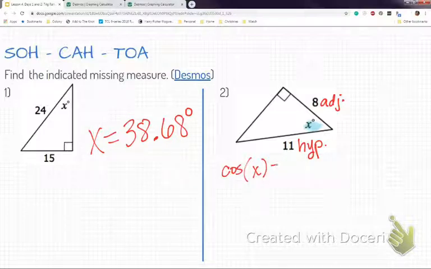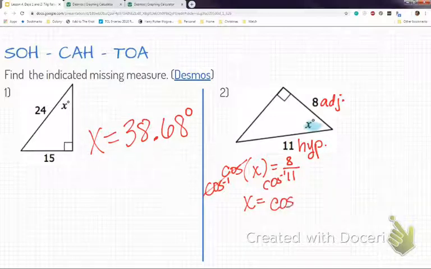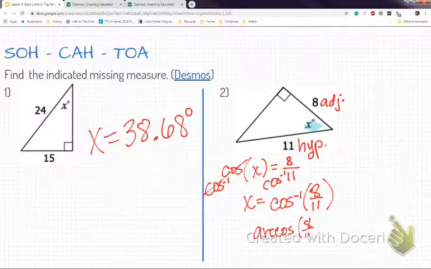of x equals adjacent over hypotenuse. So now what do I have to apply? What do I have to do? I need to find the inverse of cosine. So I have x equals cosine inverse of 8 over 11. And now that's something I can plug into my calculator and find. So can you do that for me, please? And again, you can do cosine inverse, you can do arc cosine, because these are equivalent.